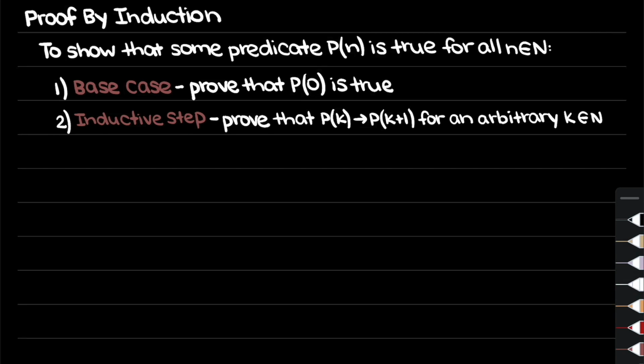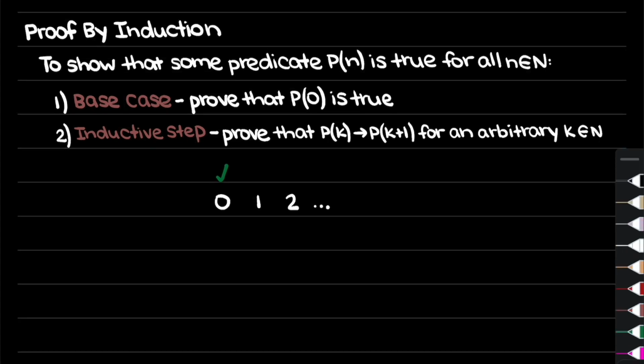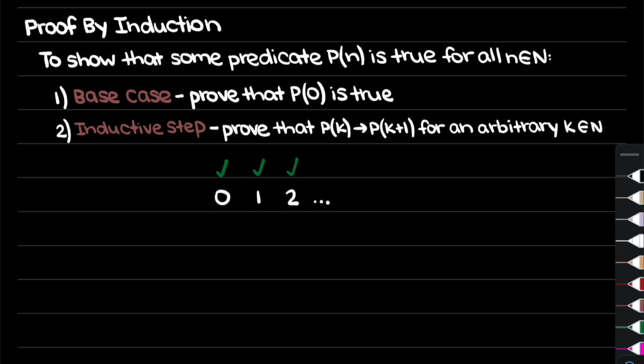Now you might be wondering how these two steps in combination help us prove that P(n) is true for all natural numbers. Well, if we consider the first few natural numbers, 0, 1, and 2, then notice that in the base case, we've proved that P(0) is true, and in the inductive step, we've shown that if P(k) is true, then P(k+1) must be true as well. So if P(0) is true, then P(1) must be true, and if P(1) is true, then P(2) must be true, and we can repeat this process forever, and thus show that P(n) is true for all natural numbers n.